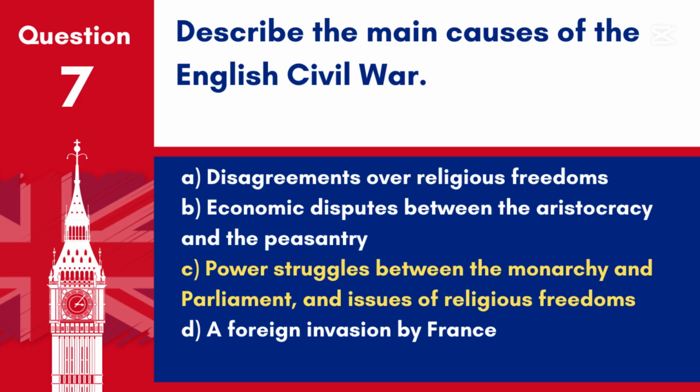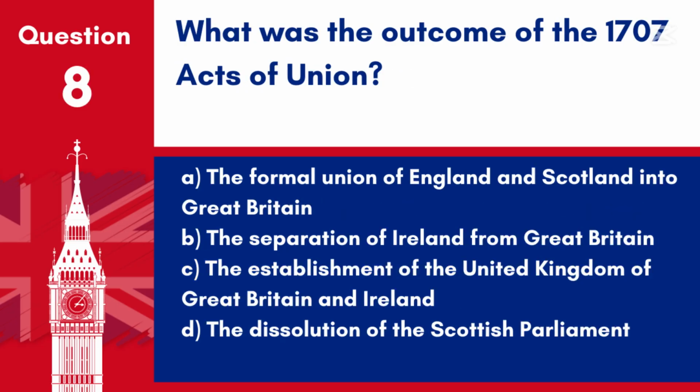Answer. C. Power struggles between the monarchy and parliament and issues of religious freedoms. The English Civil War was largely caused by power disputes between King Charles I and Parliament, compounded by conflicts over religious freedoms.